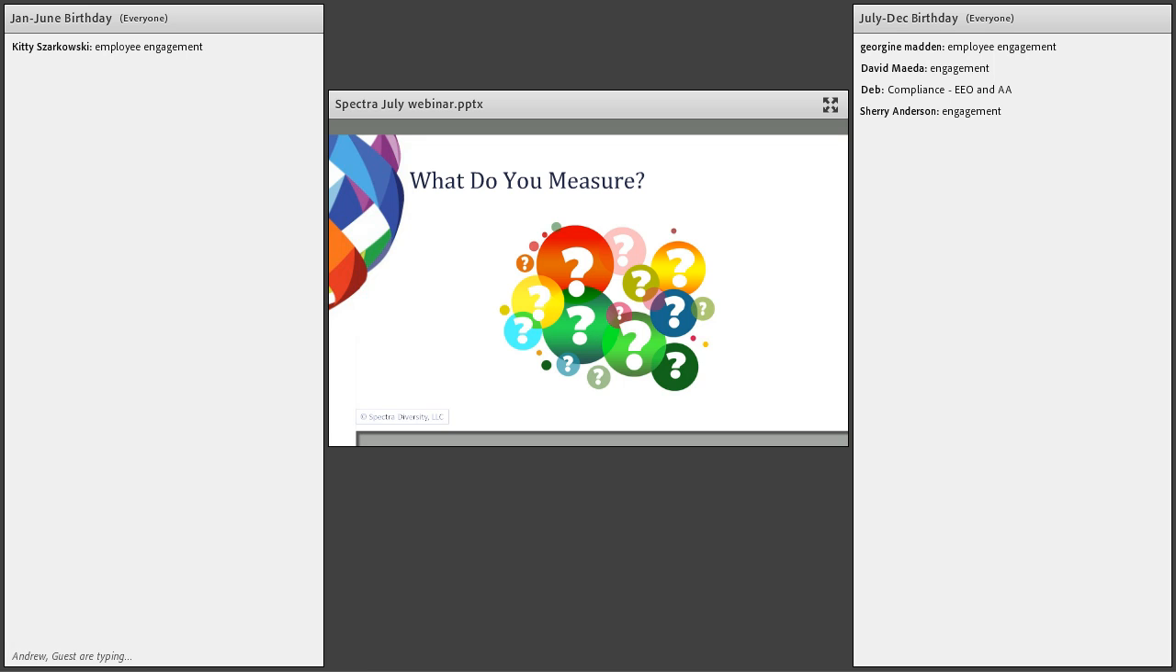Maybe not what you hope to measure, but what are you actually measuring in organizations? I'm going to give you a minute to catch up there.